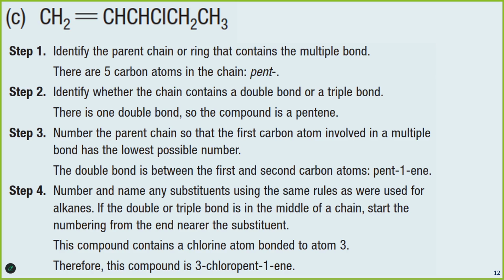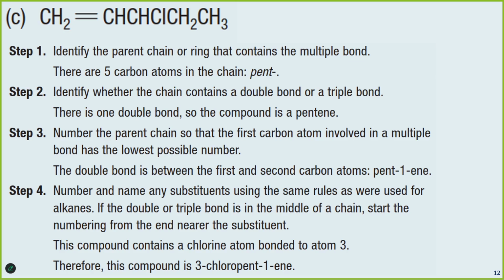Next step is that the double bond is between the first and the second carbon atom. So the name is pent-1-ene. Last step, this compound contains a chlorine atom bonded to carbon 3. Therefore, the full name is 3-chloropent-1-ene. Did you get it?